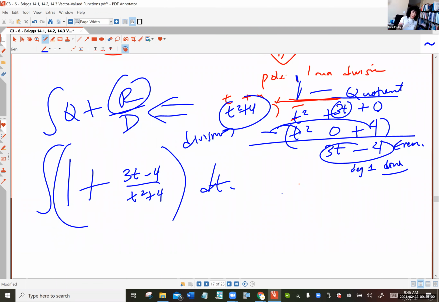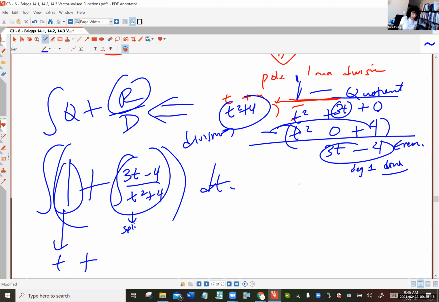Okay, I got good news and bad news. The good news is 1 is really easy to integrate with respect to t. It's just t. Plus this beast right here, I wouldn't try to integrate that right now. You're going to get into a world of hurt.